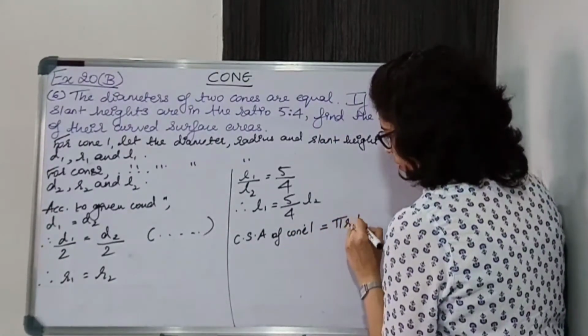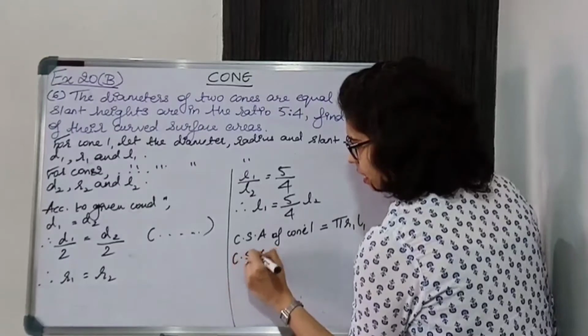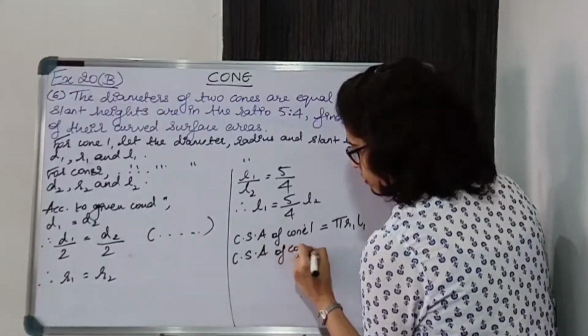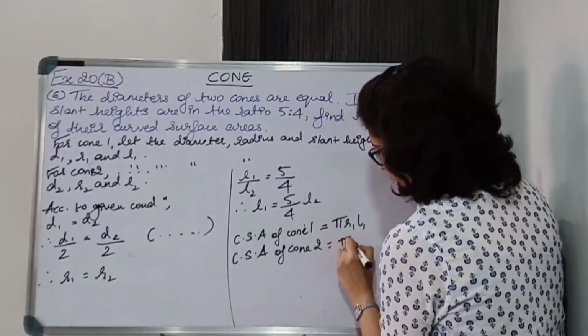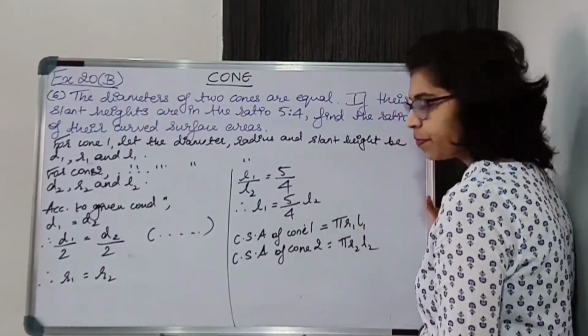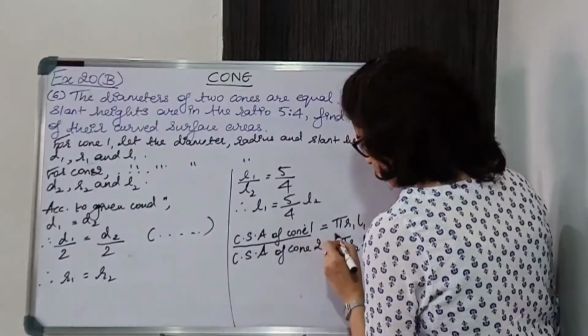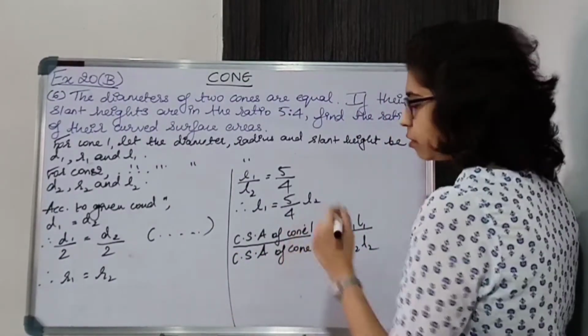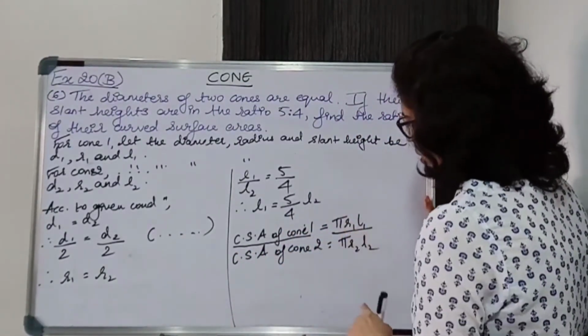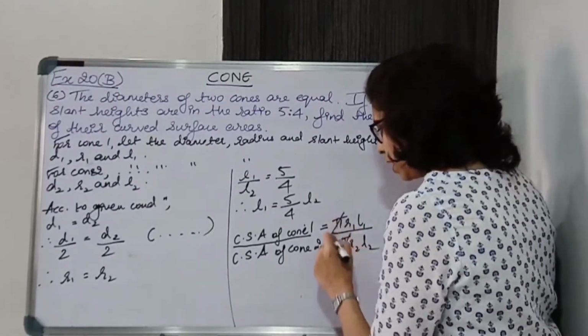Pi R1 L1, and CSA of cone 2 will be pi R2 L2. Okay. I have to find the ratio, so I am finding the ratio by here only. CSA of cone 1 upon CSA of cone 2 is equal to pi R1 L1 upon pi R2 L2. Pi will get cancelled.